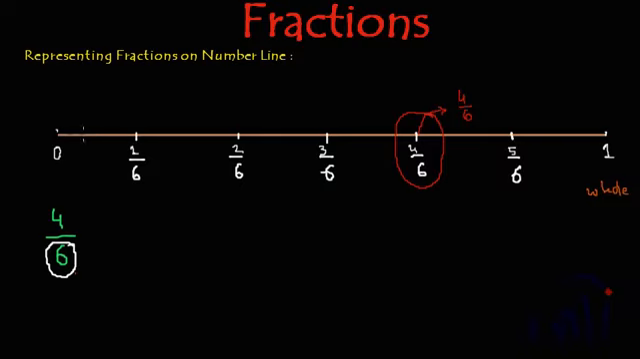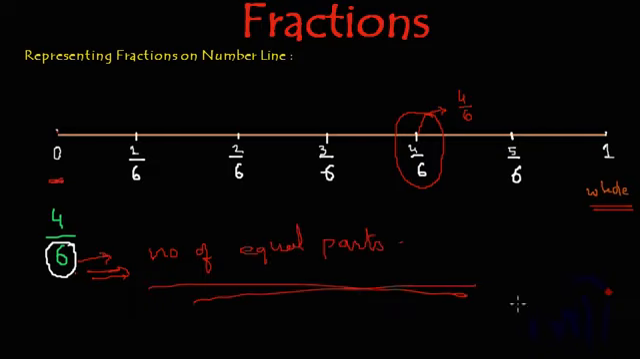So what is the procedure? First, you draw a line, then you label this point of the line as 0 and the last point of the line as a whole, and then you see the denominator of the fraction and divide the number line into equal parts as the denominator is saying. So since this is 6, we have divided the number line into 6 equal parts, and the numerator can be marked sequentially as 1, 2, 3, 4, 5, 6 and so on, right? So denominator actually represents the number of equal parts. So we have learnt how to represent a fraction on number lines.